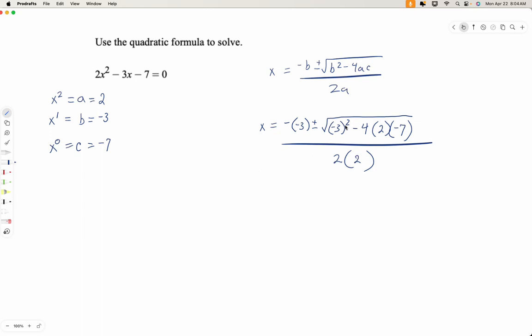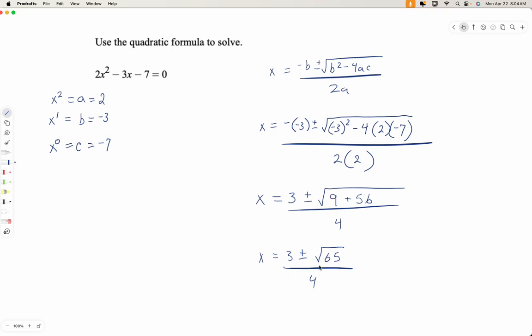All right, so now we just solve it. We're ready to solve. We've got x is equal to the opposite of a negative 3, that's what a negative says. It wants the opposite. So the opposite of negative is positive. So 3 plus or minus, and we've got negative 3 times negative 3 is 9. And then negative 4 times 2 is negative 8. Negative 8 times negative 7 is a positive 56. And all of that is over 4. So x is equal to 3 plus or minus the square root of 65, and that's all over 4.